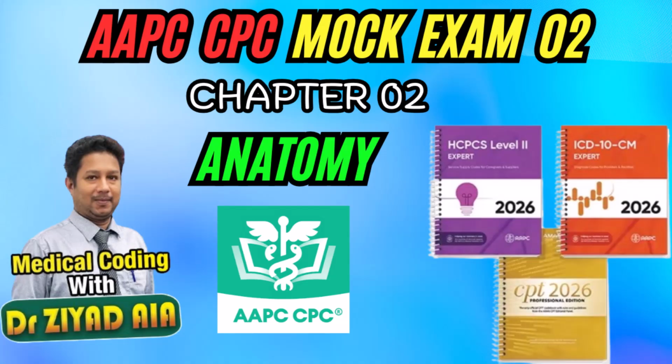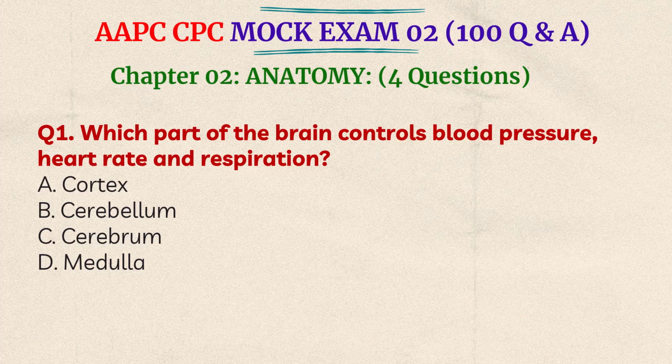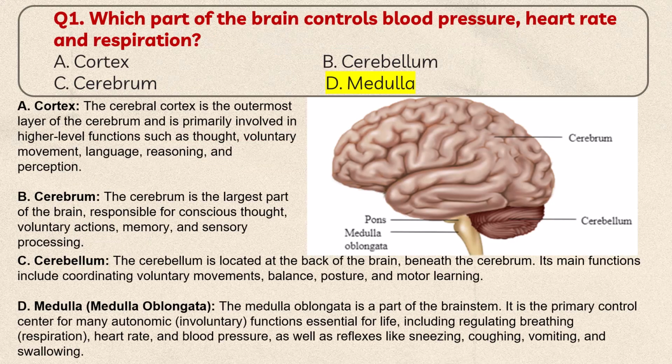Chapter 2 Anatomy. There are 4 MCQs. Question number 1. Which part of the brain controls blood pressure, heart rate and respiration? A. Cortex, B. Cerebellum, C. Cerebrum, D. Medulla. Answer the question. The correct answer is D.